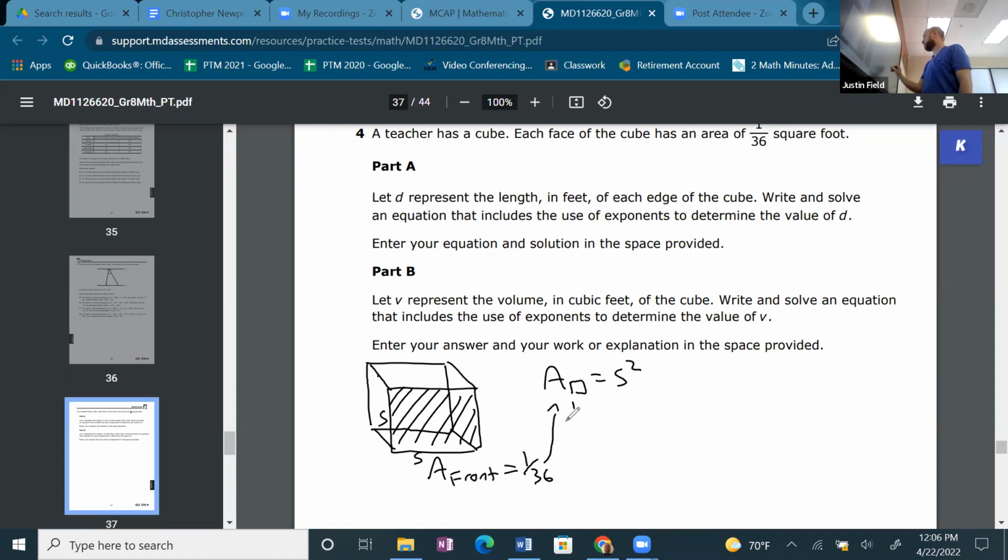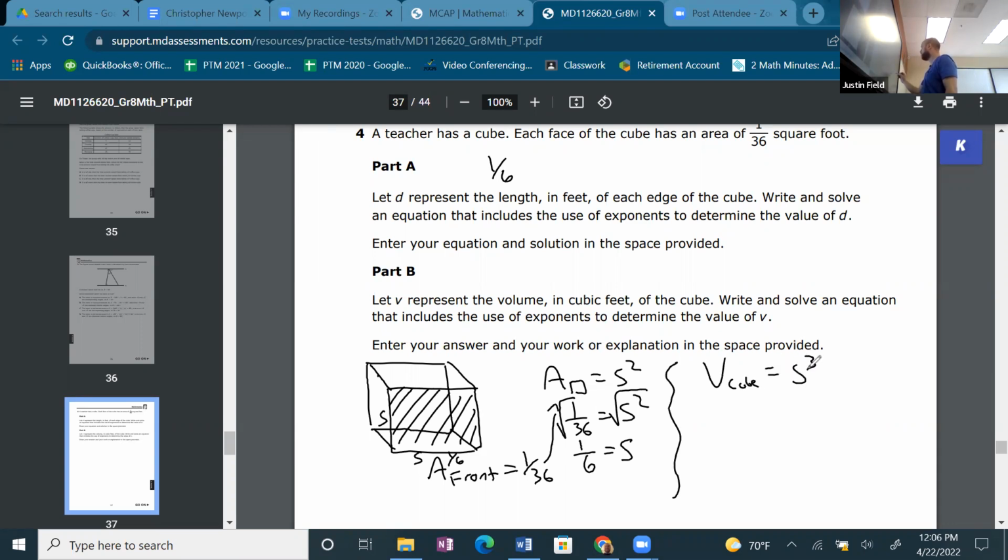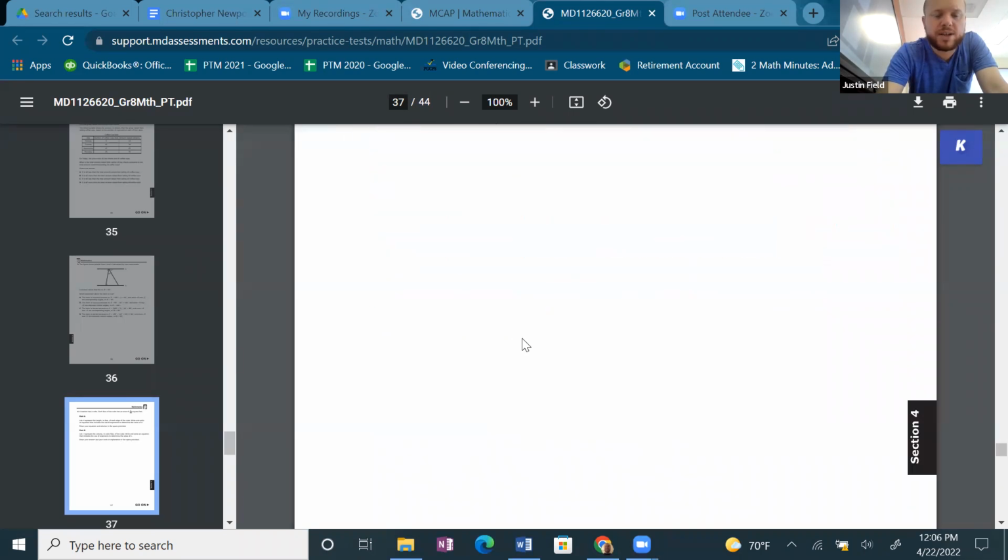So we can substitute in 1/36 into that formula, and then square root both sides, which is what the prompt wants us to do. The square root of 1/36 is the square root of 1 over the square root of 36, which is 1/6. So the length of one of the edges is 1/6. Now we can use that to find the volume. The volume of a cube, which I said earlier, is side cubed. In this case, 1/6 cubed, which is 1/216. Didn't need a calculator for that, but I hope it's right. All right, moving along. I hope that made sense to you.